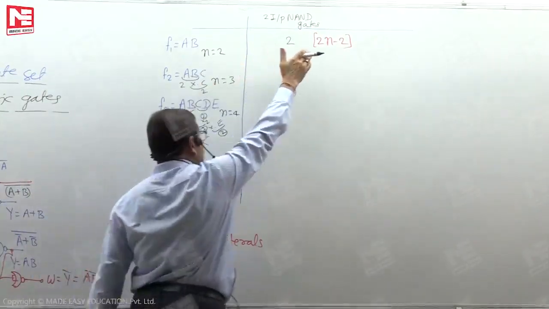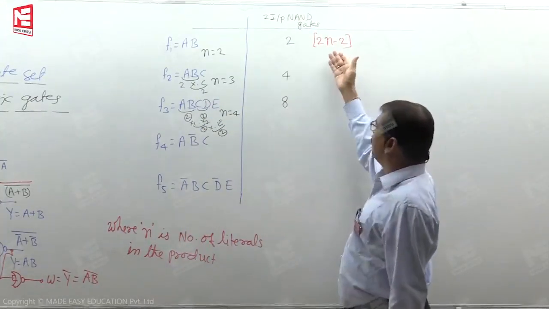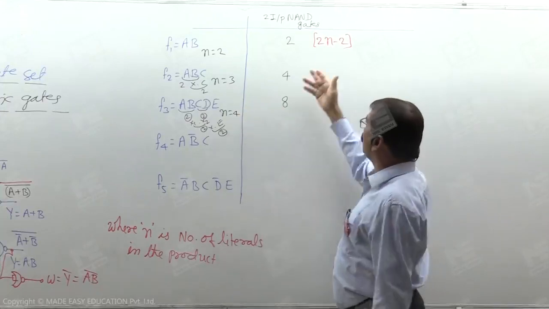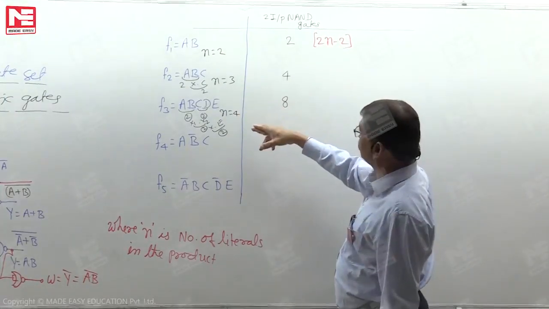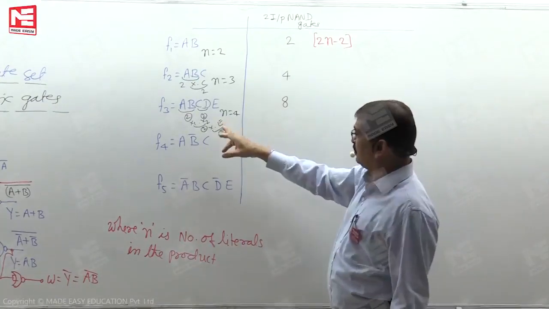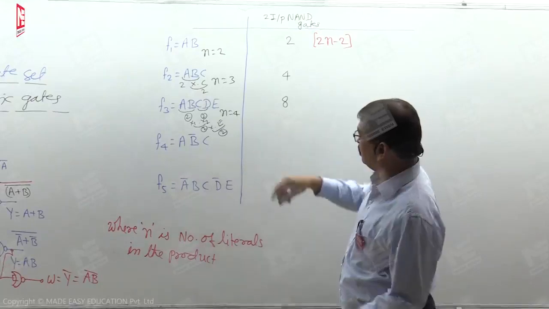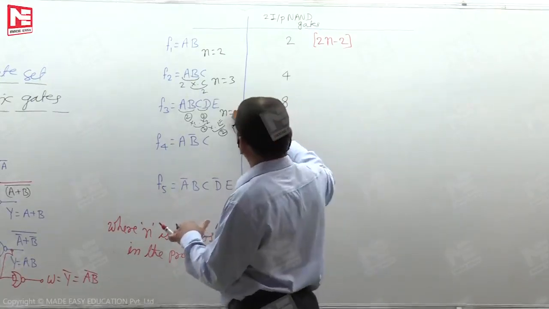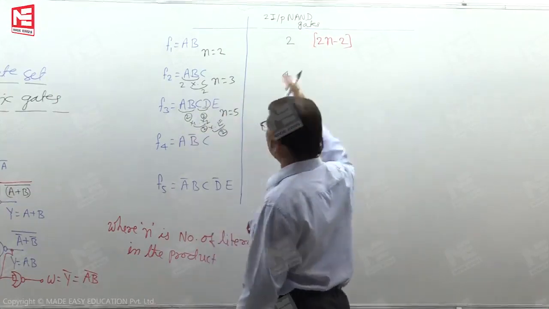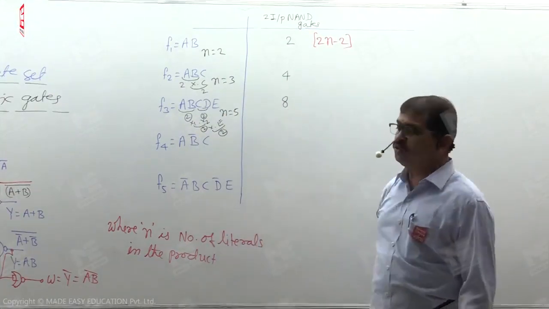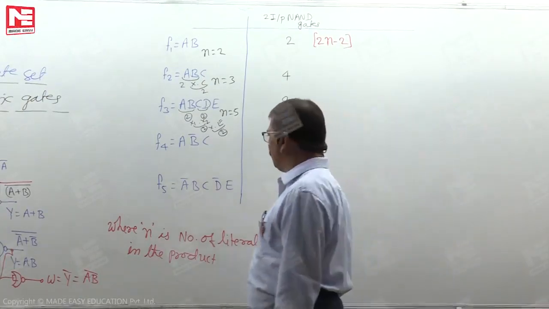When n is 2, 2 into 2 is 4, 4 minus 2 is 2. When n is 3, 3 into 2 is 6, 6 minus 2 is 4. Sorry, this n is 5, not 4. I mentioned it wrongly. So when n is 5, 2 into 5 is 10, 10 minus 2 is 8, and so on. So like this, it is possible to get the answer.